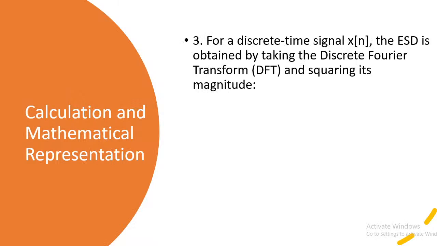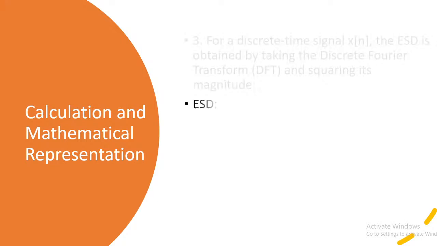Then if you have a discrete time signal x[n], then the ESD is obtained by taking the DFT, or discrete Fourier transform, and squaring its magnitude. So here S_xx, which is the energy spectral density, will be the absolute value of X[k] squared. X[k] is the discrete Fourier transform of x[n]. So take its absolute value, square it. That gives you the energy spectral density.